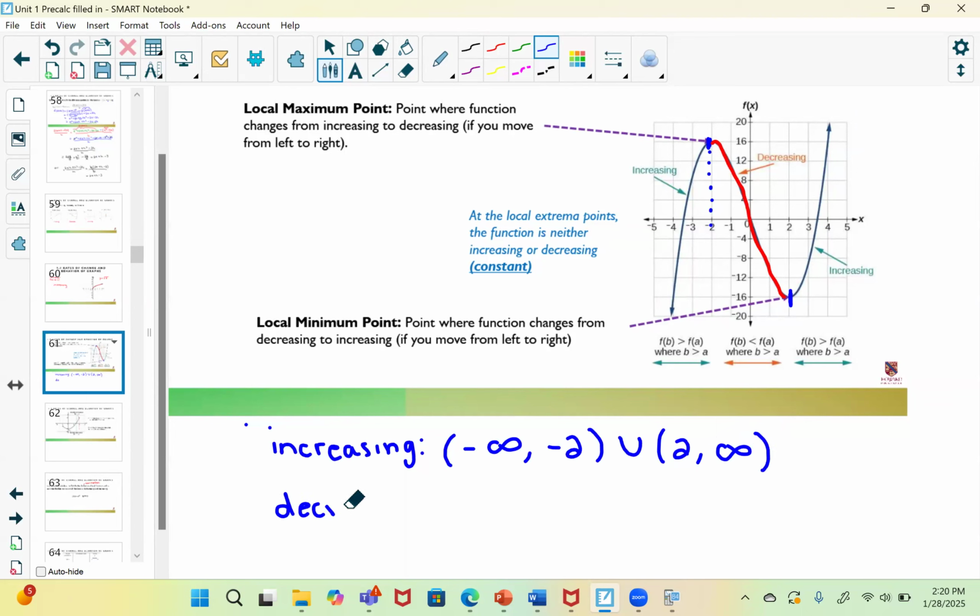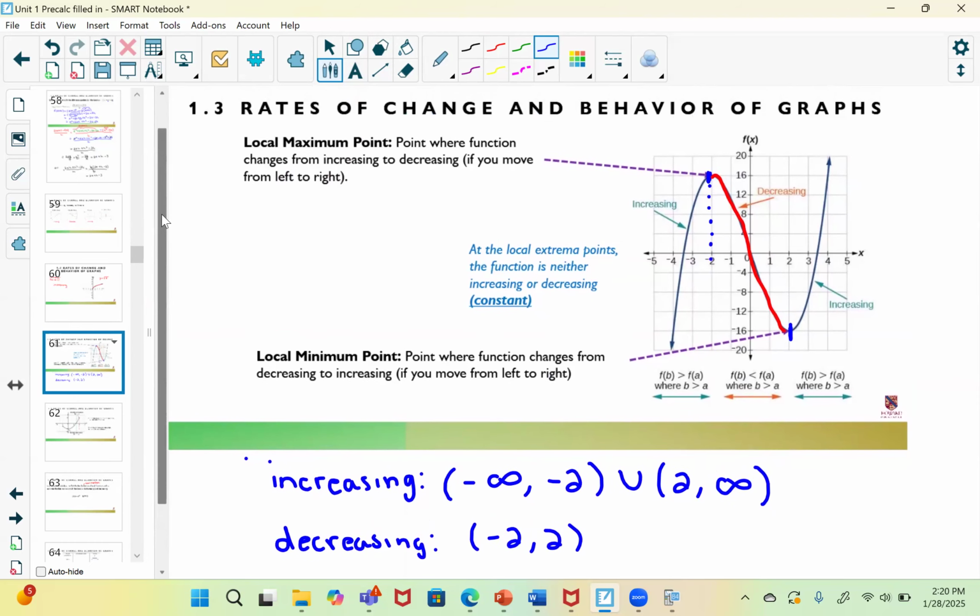So then for decreasing, we're going to say, okay, it starts decreasing at -2. So we put parentheses -2, and it continues to decrease until we get to this point, which is 2. And so that's how we would write the intervals where it's increasing or decreasing.